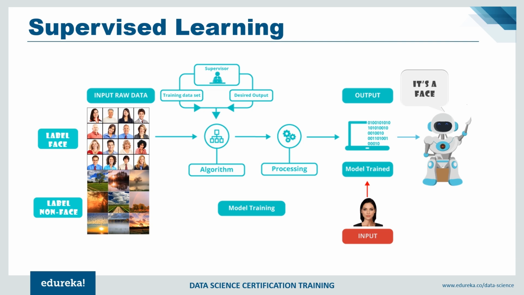The algorithm creates a model. It uses the training data set to understand what exactly is in a face, and what exactly is in a picture which is not a face. After the model is done with the training and processing, to test it, we provide a particular input of a face or a non-face. The major part of supervised learning here is that we exactly know the output. When we are providing a face, we ourselves know that it's a face. So to test that particular model and get the accuracy, we use the labeled input raw data.